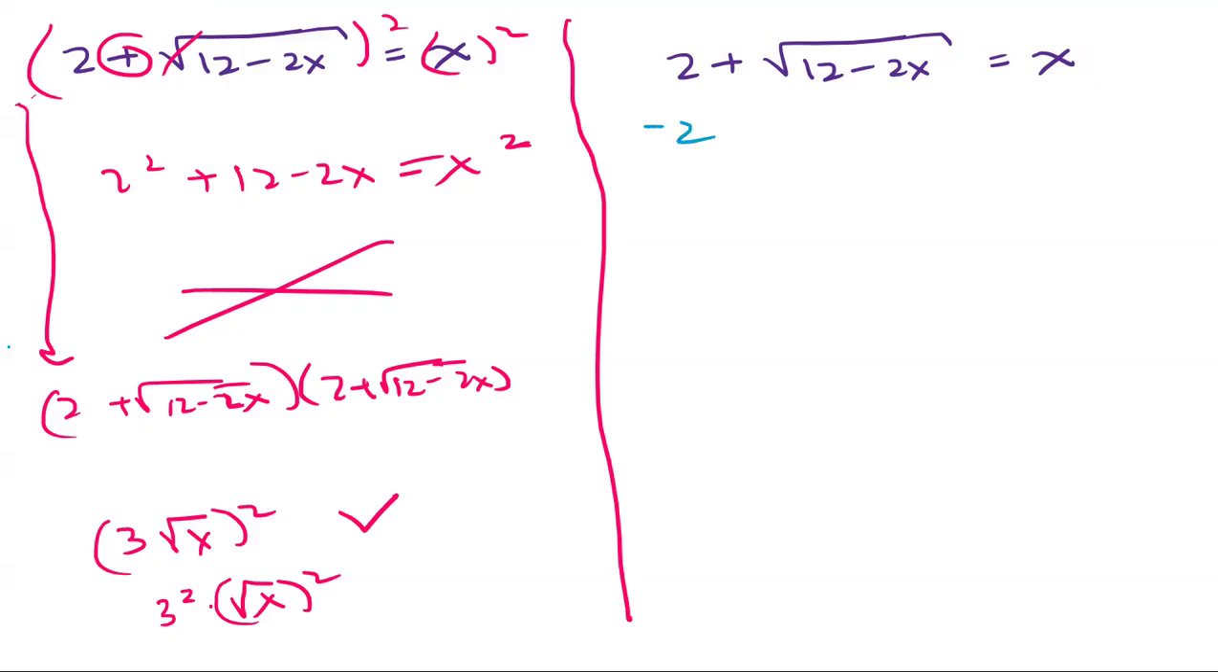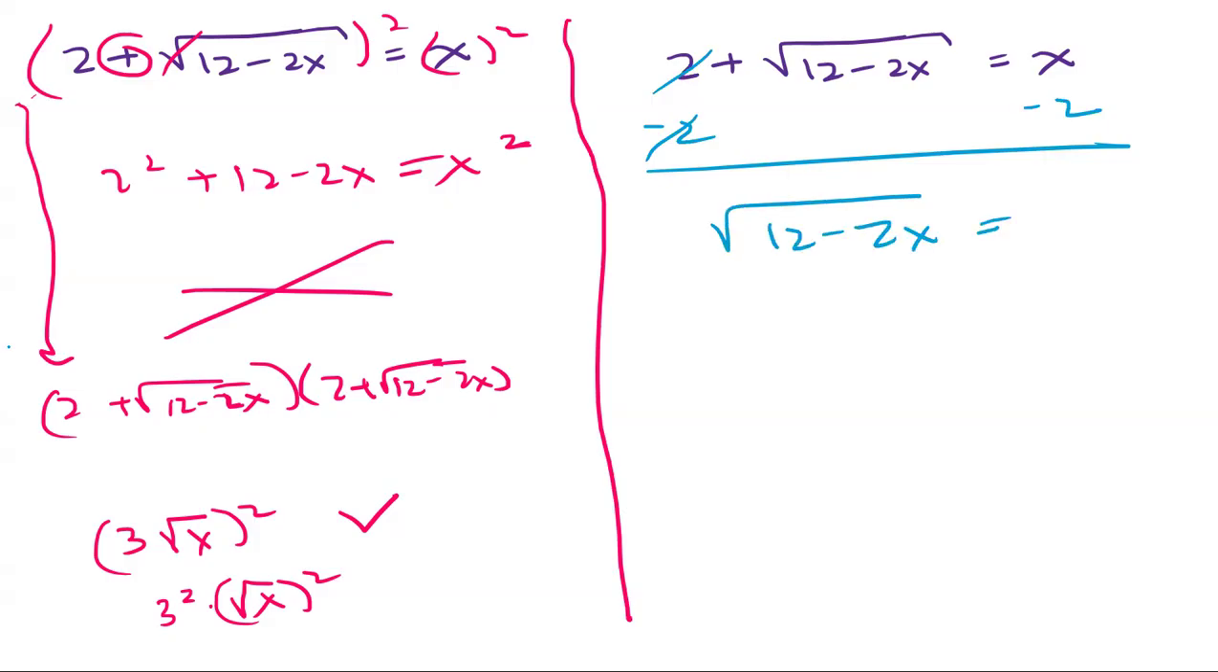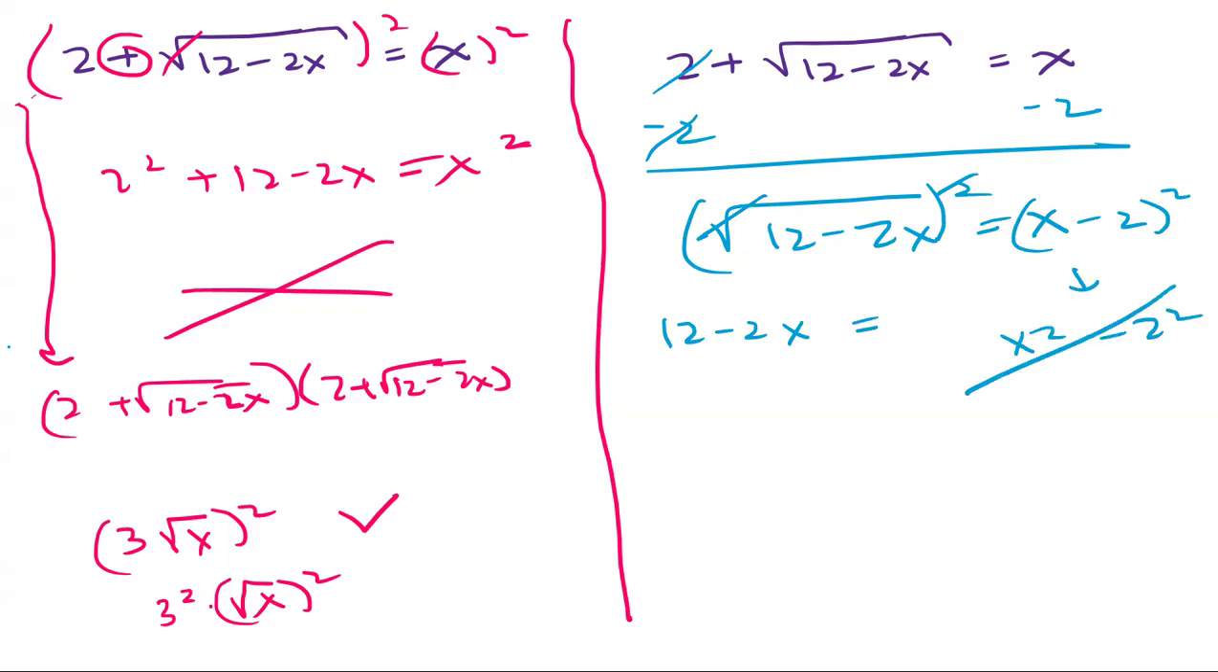We can subtract 2 on both sides, and we get square root of 12 minus 2x equals x minus 2. Okay, and then now I can take the square on both sides, and then the radical and the 2 will cancel, giving us 12 minus 2x. And again, this here does not mean x squared minus 2 squared. No, that's not true. Okay? Because there is a minus there.